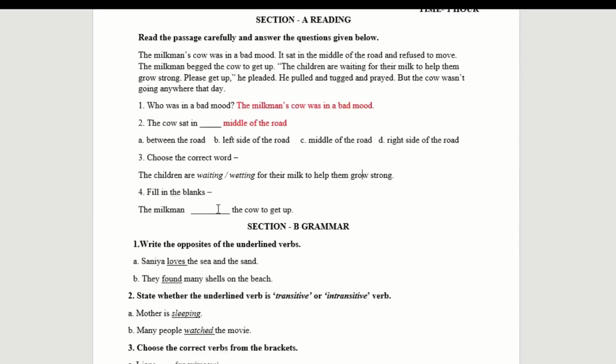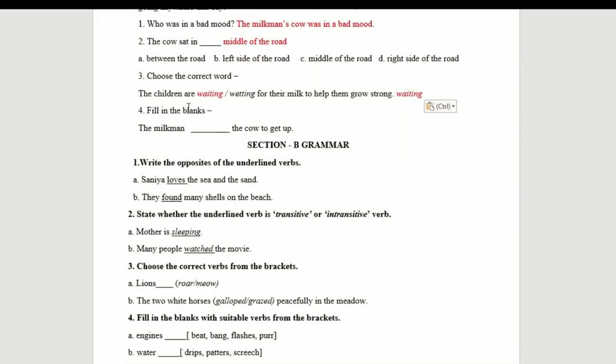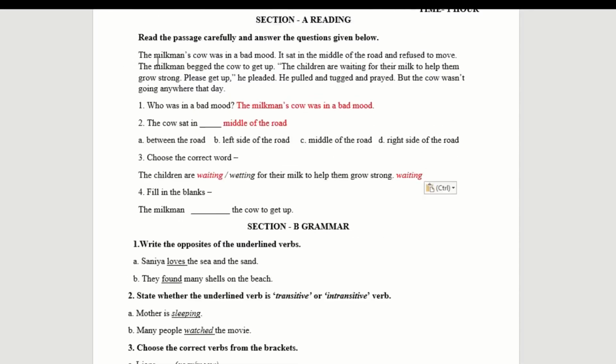Now choose the correct word: waiting or wetting. The answer is children are waiting. Waiting is the correct answer. So you can write this answer here. You are supposed to write only the answers in this section. No need of copying the question again. Now, fill in the blanks: the milkman dash the cow to get up. The answer is begged. So you can write only this answer.